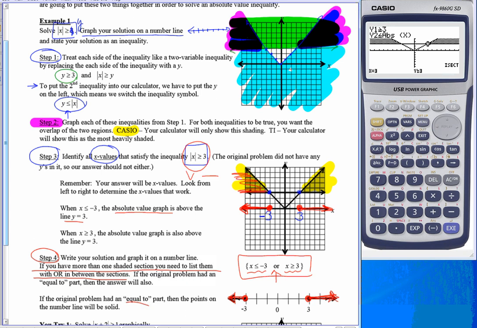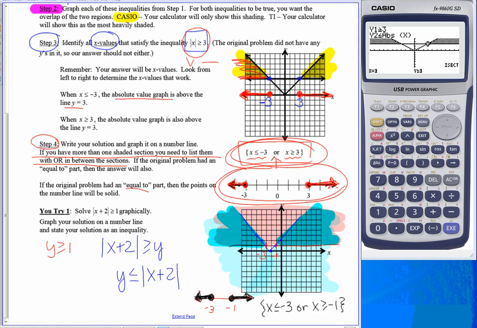All right, so go ahead and pause the video while you try number 1. Be sure you solve it graphically. You state your answer as an inequality like this, and you give your answer on a number line like this. Pause the video while you try that one.